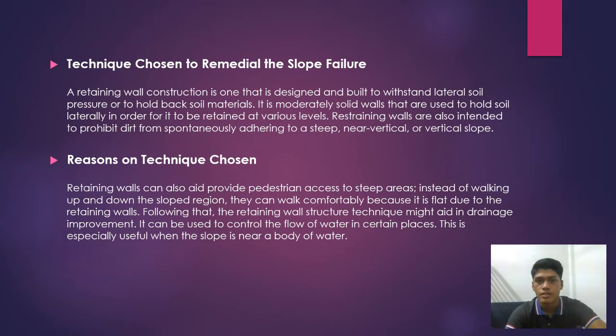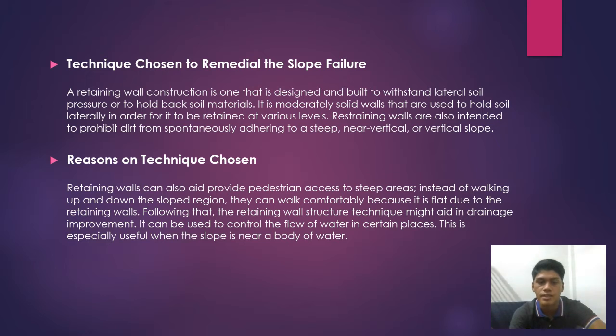So for the technique chosen to remediate the slope failure, which is a retaining wall construction, is one that is designed and built to withstand lateral soil pressure or to hold back soil material. It is moderately solid walls that are used to hold soil laterally in order for it to be retained at various levels. Retaining walls are also intended to prohibit dirt from spontaneously adhering to a steep, near vertical or vertical slope. For the reason on technique chosen, retaining walls can also provide pedestrian access to steep areas.